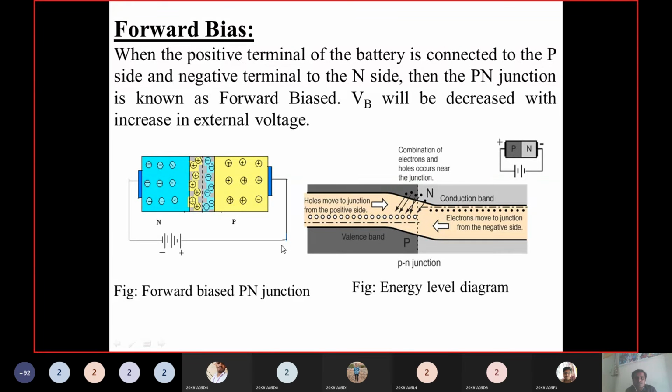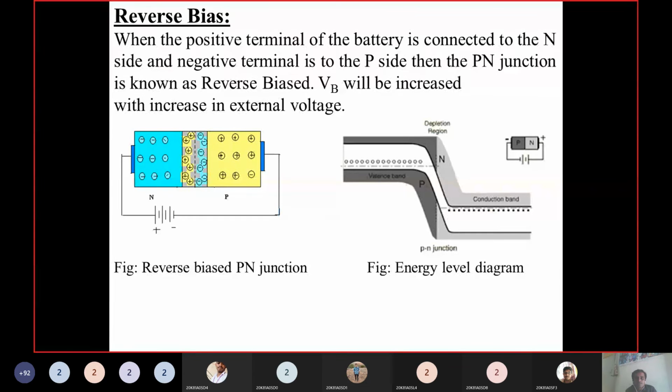Next we are going to the reverse bias. The positive terminal of the battery is connected to the n side, and the negative terminal of the battery is connected to the p side. Then the PN junction is known as reverse biased. The p region is connected to the negative terminal of the battery, and similarly the n region is connected to the positive terminal of the battery.